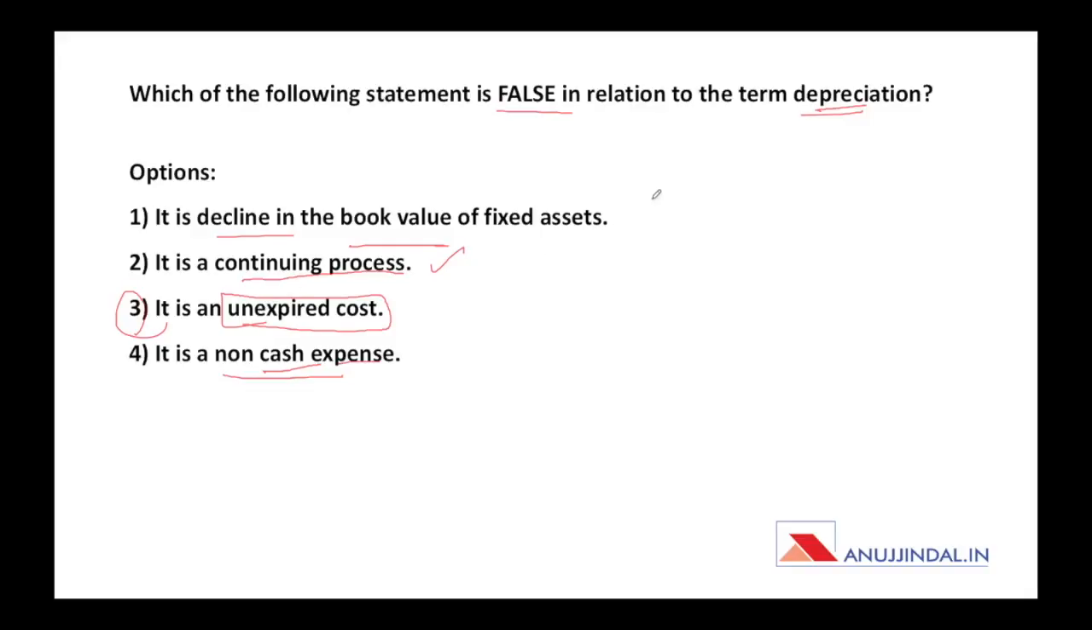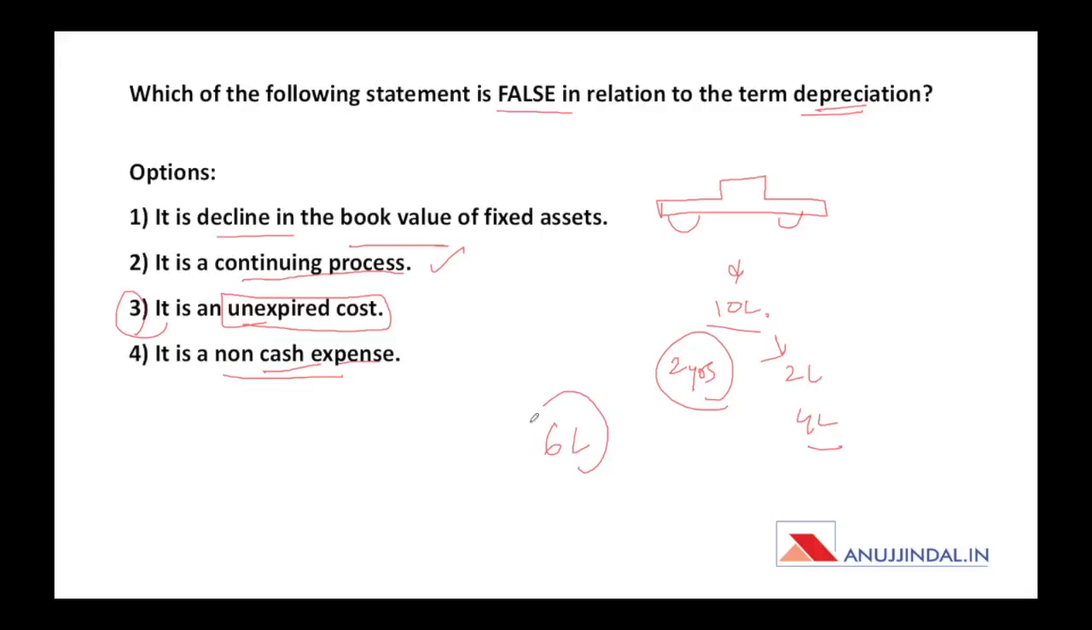The meaning of this is, for example, you purchased a car for, let's say, 10 lakh rupees. Now it's been 2 years since you purchased the car. You were applying depreciation of 2 lakh every year, so 4 lakh depreciation has already been applied. Now you're left with a value of 6 lakh on the car. This remaining value of 6 lakh is going to be your unexpired cost, because this is the residual value that is still remaining in the books of accounts.